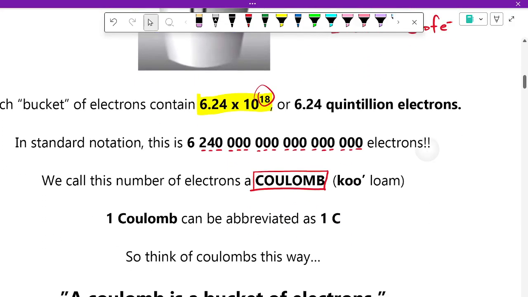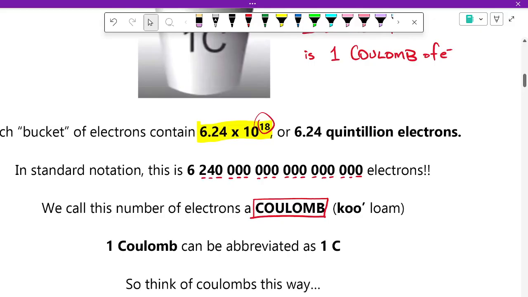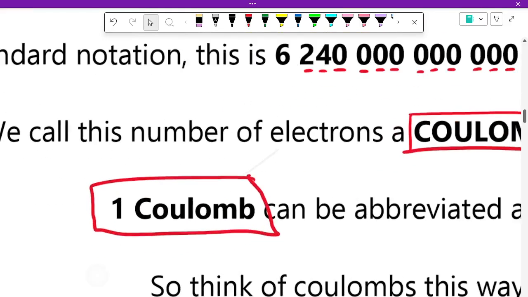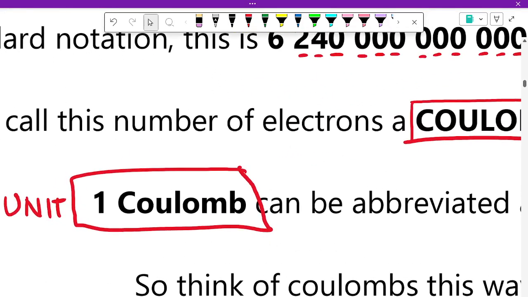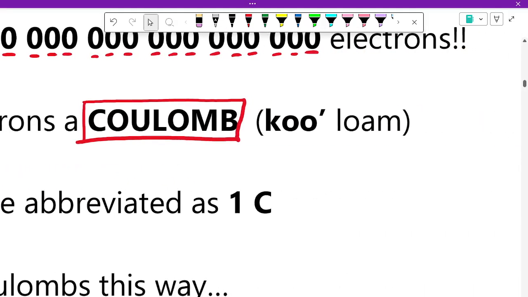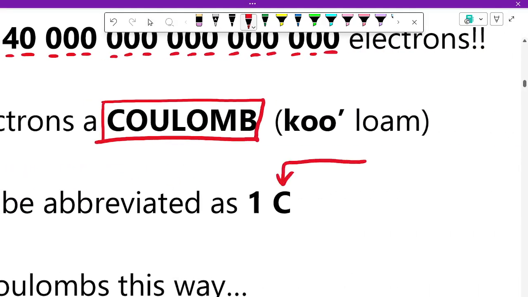And the abbreviation for Coulomb, because Coulomb is the unit, and we like for units to have abbreviations because otherwise we have to write out the whole word every single time. And can you guess how we abbreviate it? The letter C. And this is actually named after Monsieur Coulomb, who was a Frenchman. And because it is his name, that's a capital C. So the abbreviation for 1 Coulomb is a capital C.